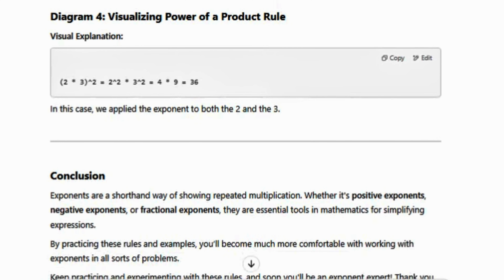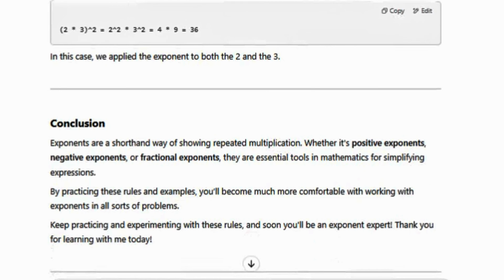Fractional exponents represent roots. By understanding these rules, you can simplify expressions and solve problems much more easily. Keep practicing and experimenting with these rules, and you'll be an exponent expert in no time.